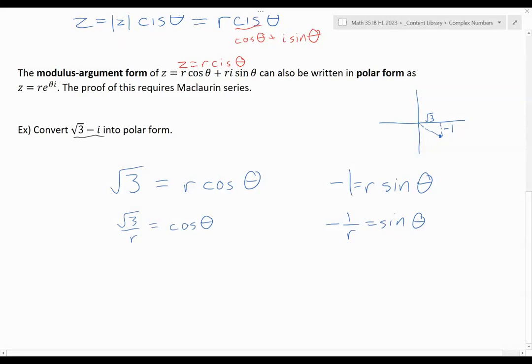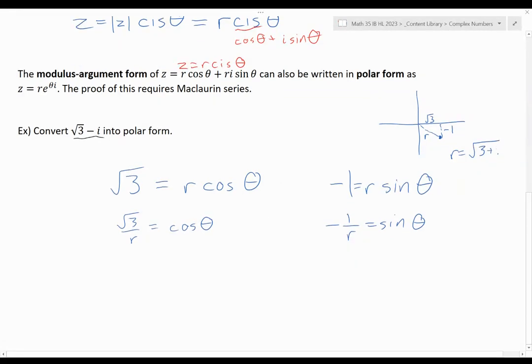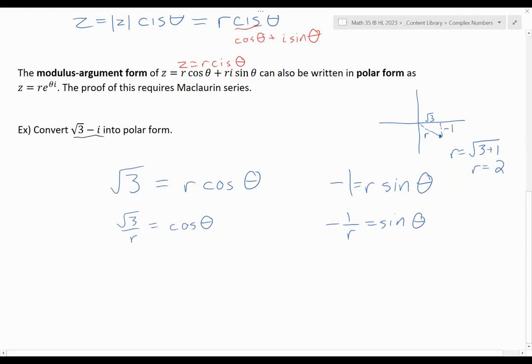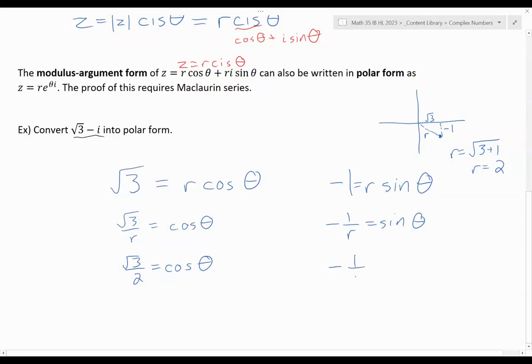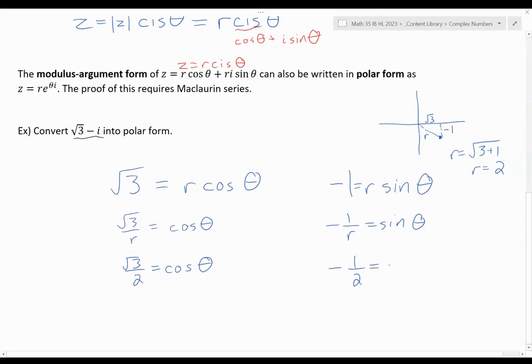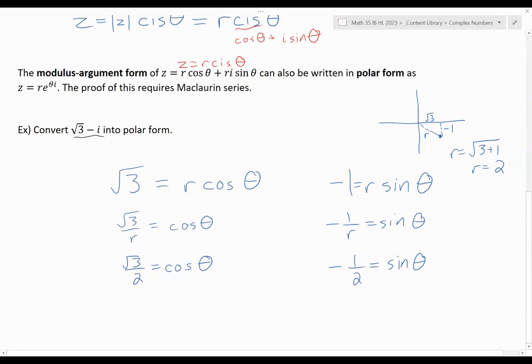I can obviously use the Pythagorean theorem to find what r has to be. So r is the square root of 3 squared, which is 3, plus -1 squared, which is 1. So r is equal to 2. So we do get to what I had said, that root 3 over 2 equals cos theta, and -1 over 2 equals sine theta. You wouldn't necessarily have to do that work if you recognize these very common sine and cosine ratios.